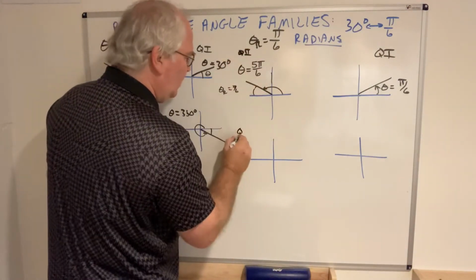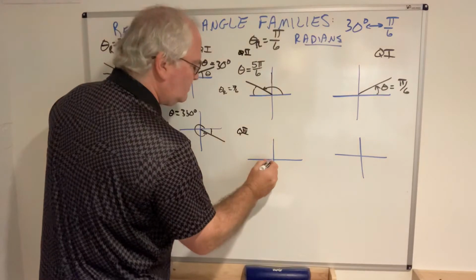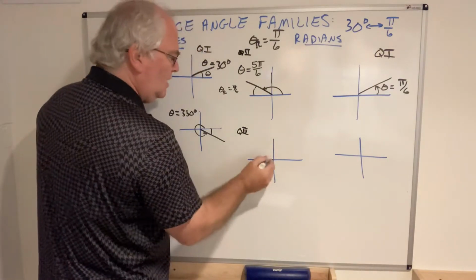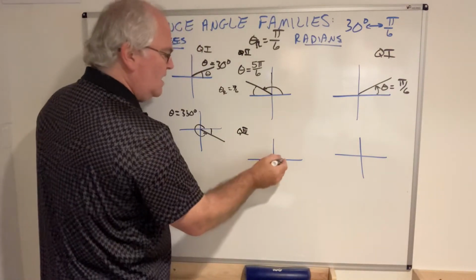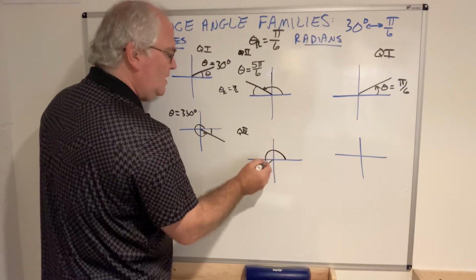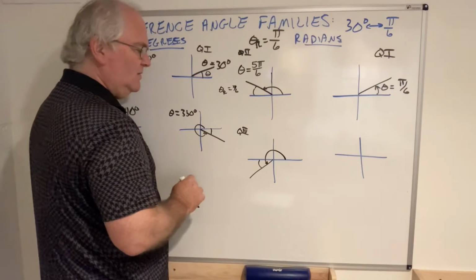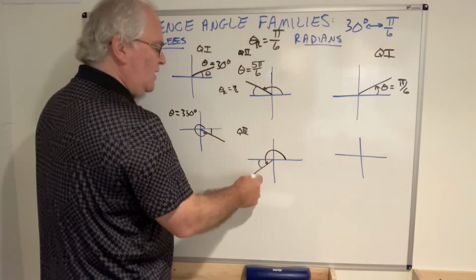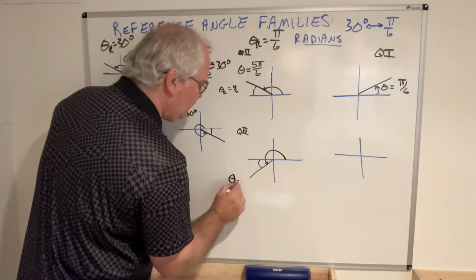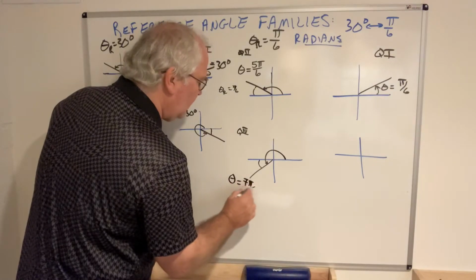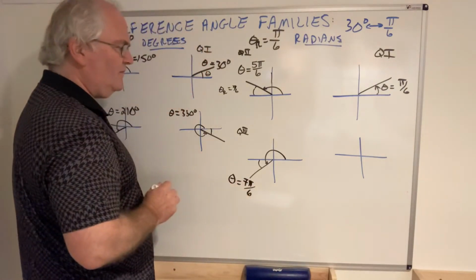In quadrant 3, so this is pi over 6. So in this case, this is 6/6 plus an extra 1/6. 6/6 plus 1/6, theta is 7 pi over 6.